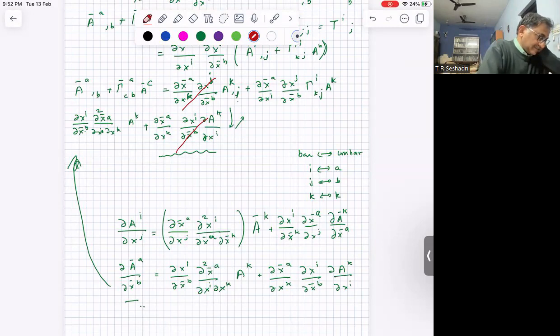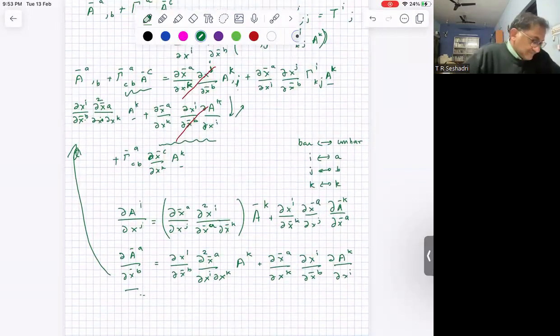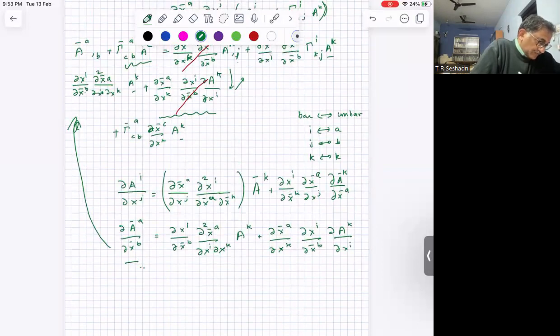Further, I have the second term here, which I have not yet written. This is plus gamma bar A CB del x bar C by del x K AK. Is it okay? Now what you see is that you have the AK. Now this thing is true for any AK. Any vector AK, this is true. So I can equate the coefficients. Are you with me? Yeah.